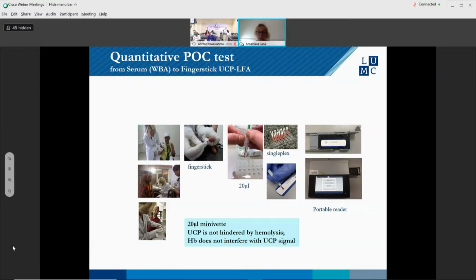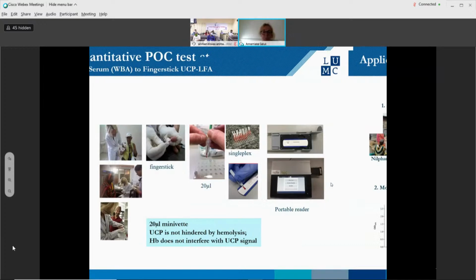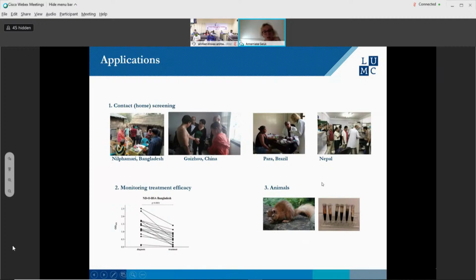to work directly with the blood. To maintain the quantitative aspect, we collect the blood from the finger stick with a 20 microliter minifet, which holds exactly that amount. And we know that UCP is not hindered by hemolysis, so the hemoglobin in blood does not interfere with the UCP signal. So we have that in stock now as well for anti-PGL1 antibodies, but we're working on it for other cytokines and chemokines as well.